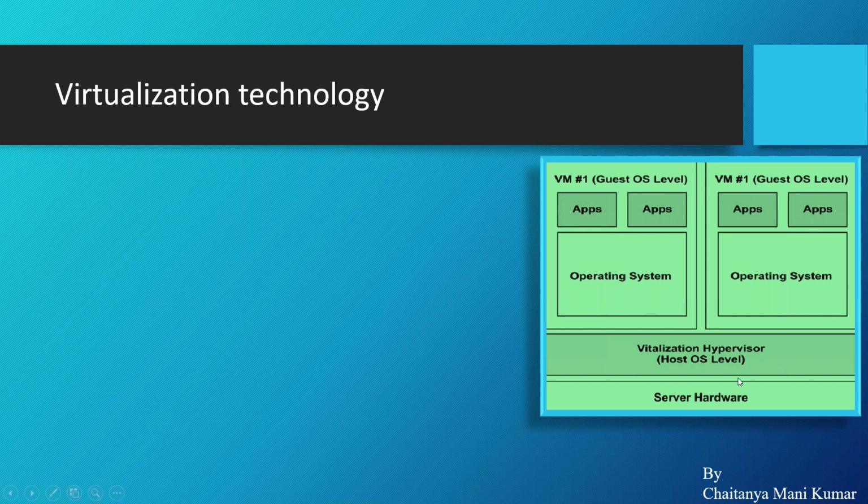On that virtualization software, we are going to create the virtual servers. This is virtual server 1, virtual server 2, and we are going to install our own operating system. We can install the Windows operating system in the first virtual machine and the Linux operating system in the second virtual machine. And on top of that we can run our applications.